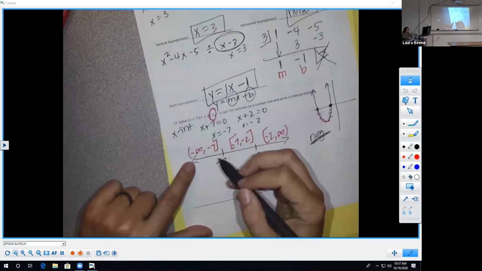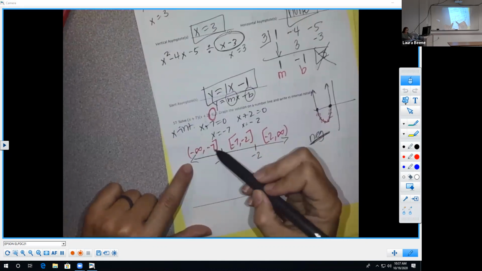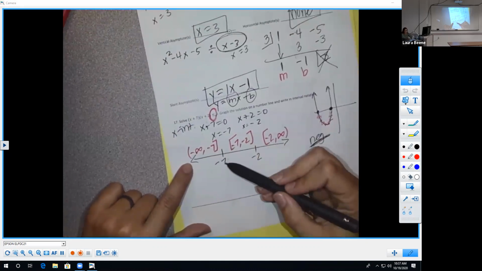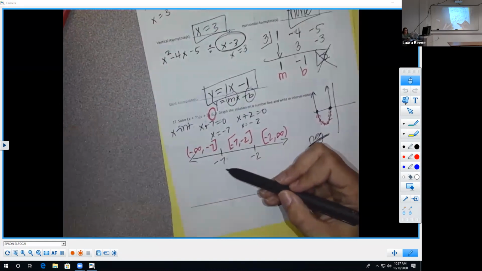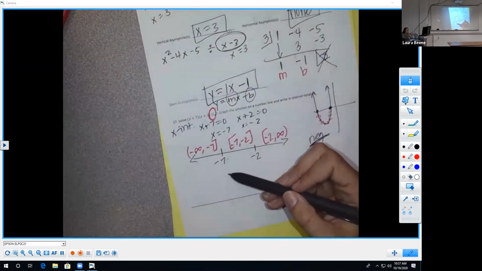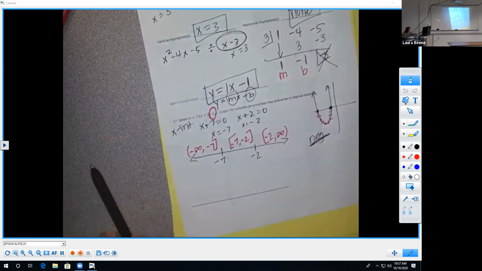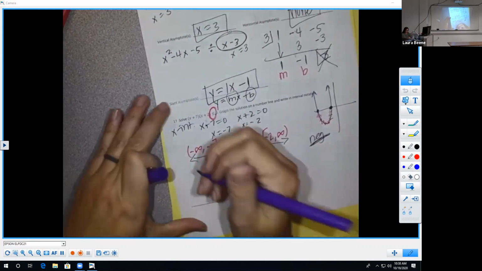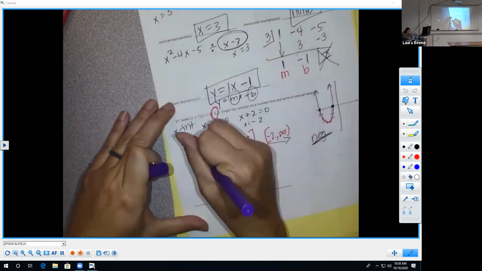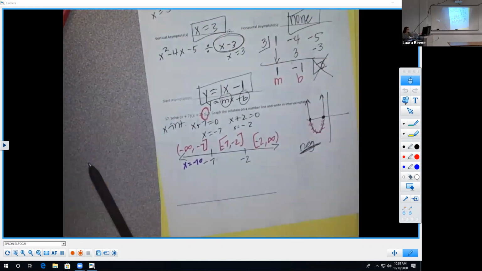Okay, so let's pick a test point in this interval from -infinity to -7. I'm not going to pick -7 because the answer is 0 there because it's an x-intercept. So let's pick a number other than -7 in this interval. What number do you want to pick? -10, sure. It doesn't matter. Pick any number you want to. Picking the easiest one is sometimes the best way to do it.